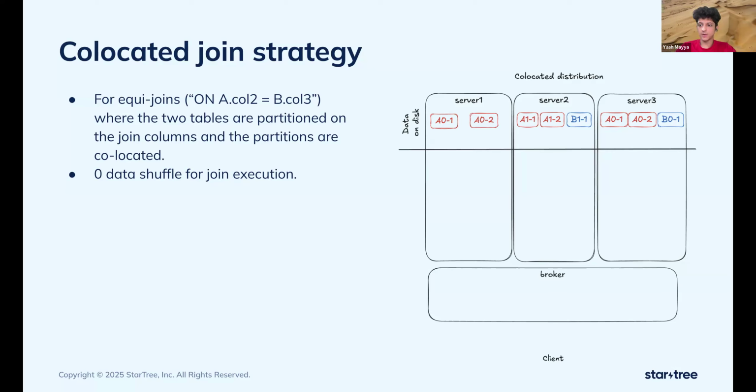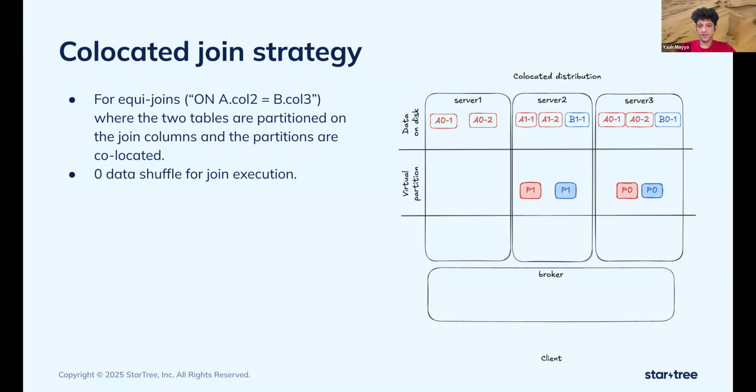So if all these conditions are met, where two tables are co-located, we can execute the co-located join strategy. And since we have no data shuffle over the network, the join query will be sped up massively by 1 or even 2 orders of magnitude. So let's just see what that looks like.